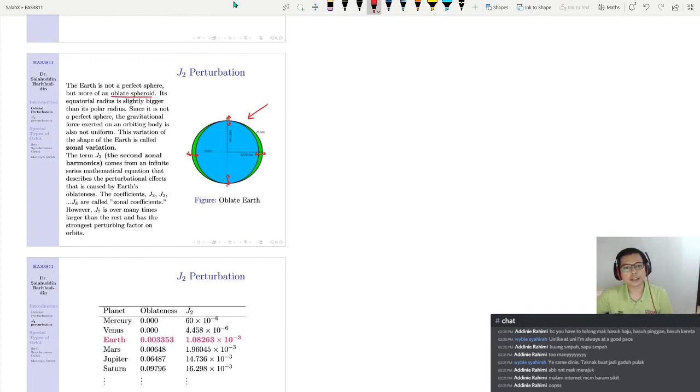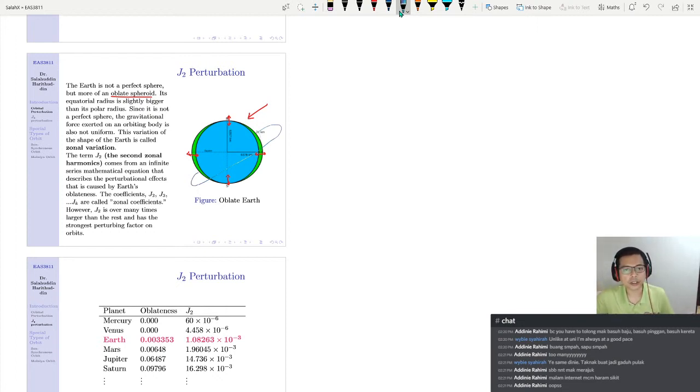Because it's not a perfect sphere, because it's an oblate spheroid, the gravitational acceleration is also not uniform. Just a simple example: if your orbit is something like this, the satellite will feel different gravitational acceleration at different points in the orbit. These slight differences will cause our orbit to be disturbed a bit.